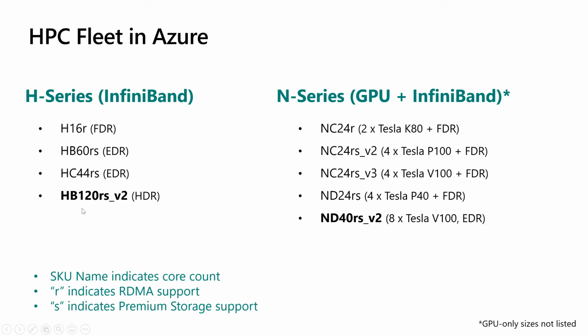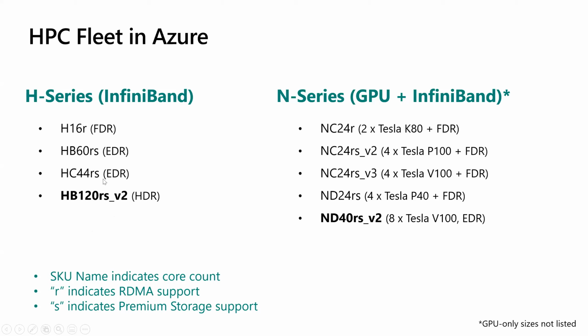Here is a quick way to decode the names and identify what each SKU is. The first one or two letters specify the family of the SKU. For example, HB is the AMD Rome family. The next few digits indicate how many cores are available in the VM. For example, in this VM, there are 120 cores. Here the R indicates that this VM has support for RDMA, and S indicates that it supports premium storage.